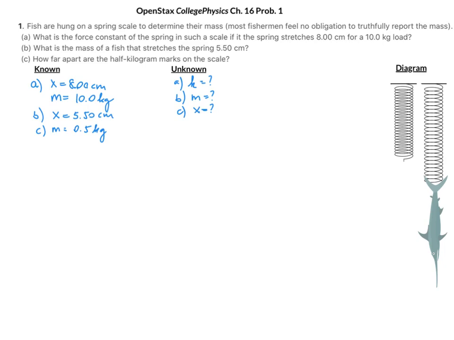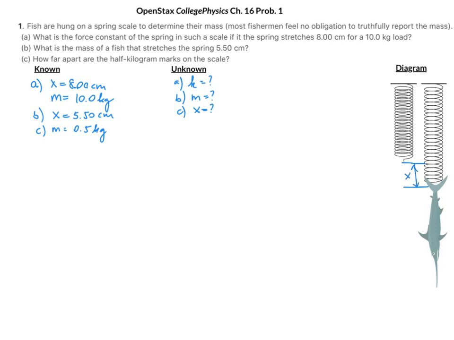All right, so here we have a diagram. On the left, there is a spring that is in equilibrium. So this is the end of the spring. The length of it is the relaxed length. And then we hang a fish, and the spring will be stretched by this amount. So that distance is x.